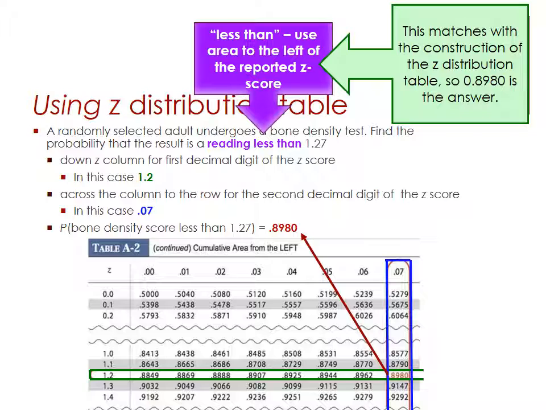Now, since this problem is asking for less than, we use the area to the left of the reported z-score, and this matches with the construction of the z-distribution table, so 0.8980 is our answer for this problem. Keep in mind this will not always be the case. We're going to be looking at a couple of examples where you're asked for something greater than, or looking for a value between two scores, and each of those needs to be solved differently.